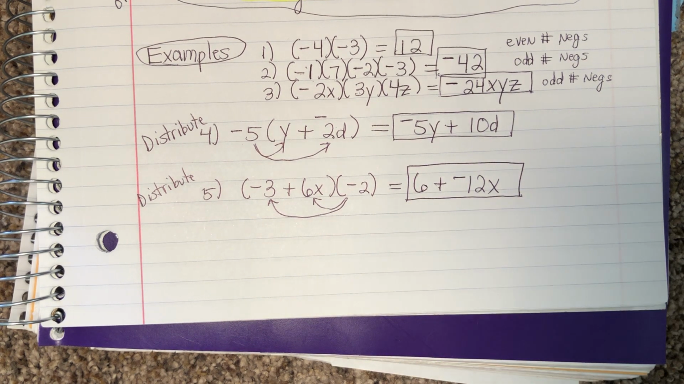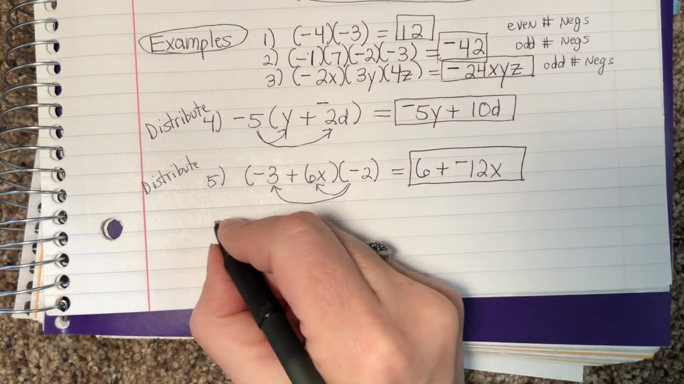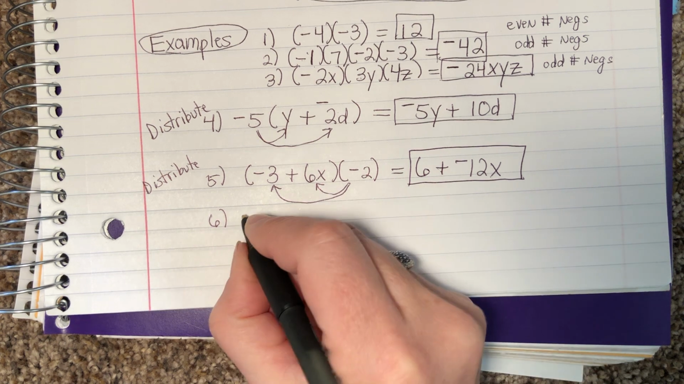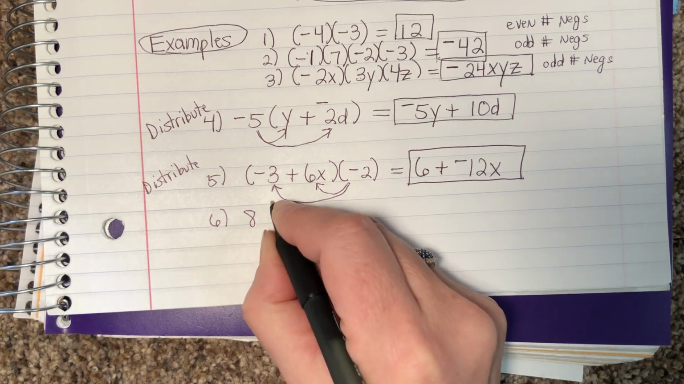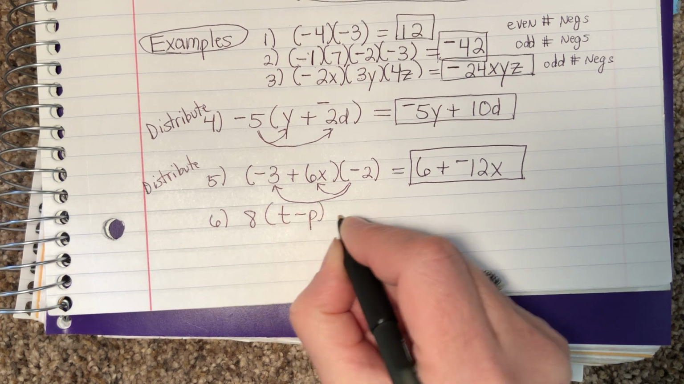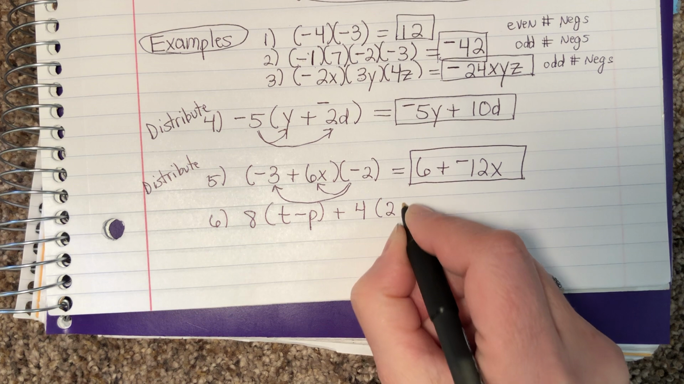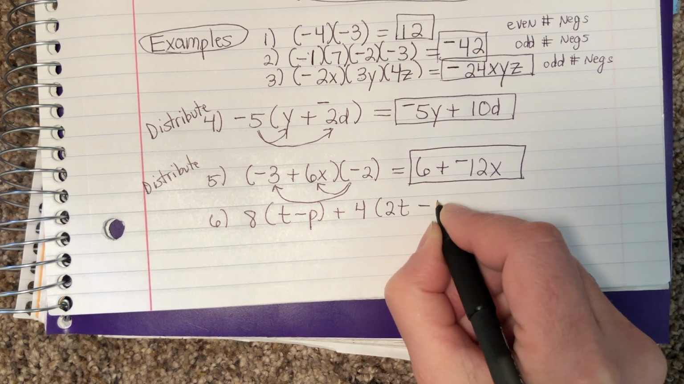And let's do, wow, I did not leave myself room for this long one. But this is the last example here. I'm sure you're heartbroken. 8(t minus p) plus 4(2t minus 5p).